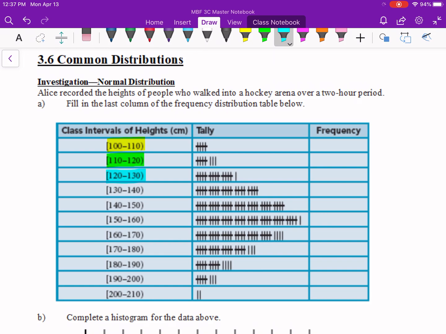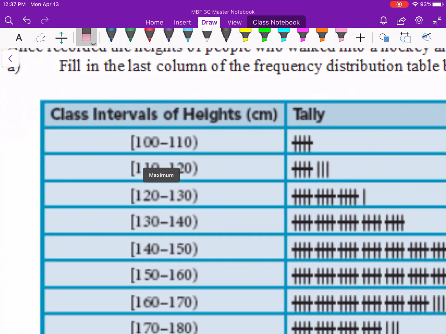One other thing I want you to notice is that we've got a square bracket on one end of this interval and a round bracket on the other end. Here's the square bracket, here's the round bracket. That means something. The square bracket means include the number beside it, and the round bracket means don't include the number beside it. Why would we need to do this?